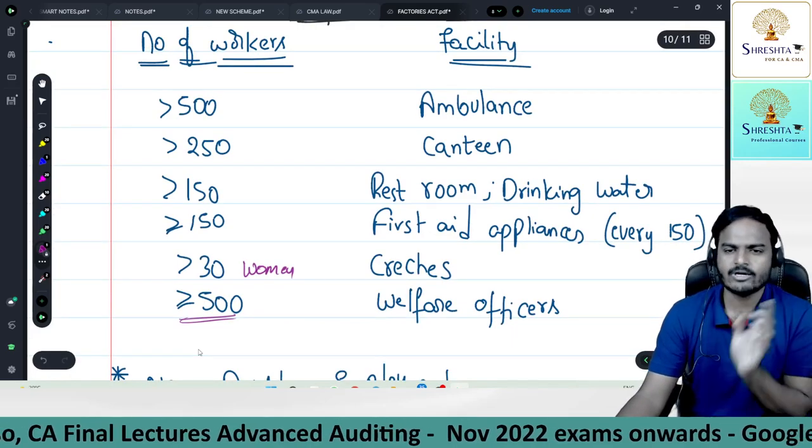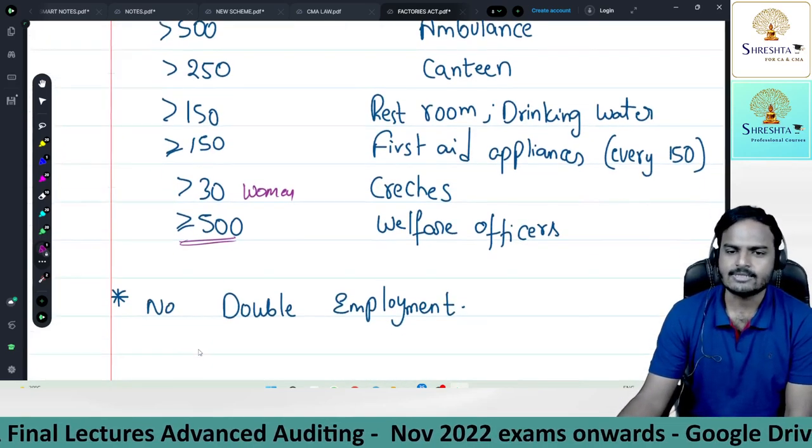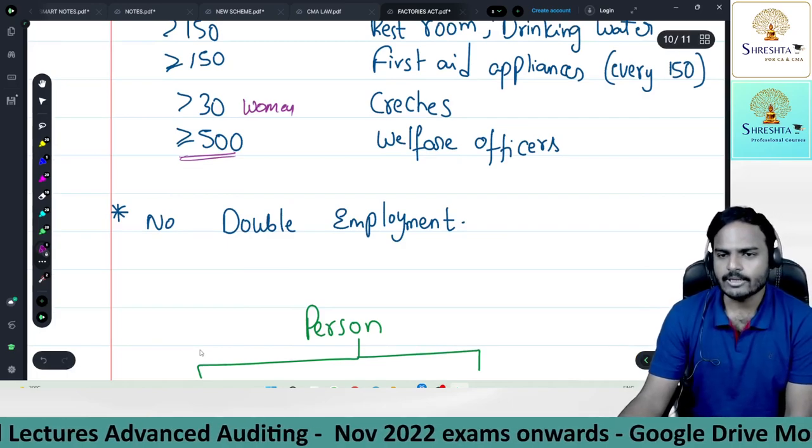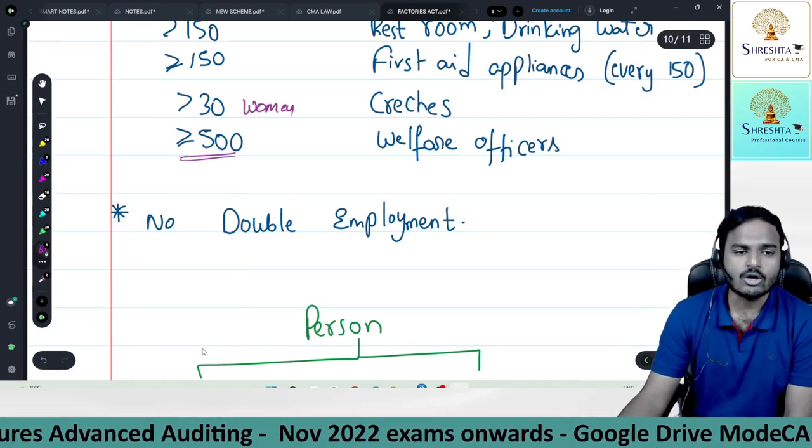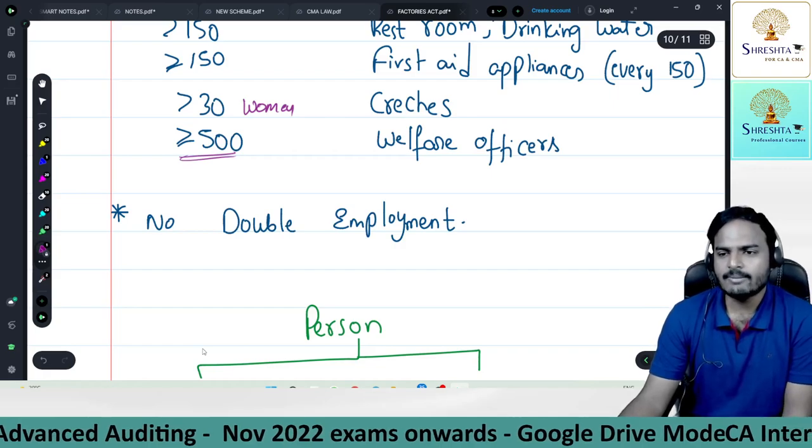a welfare officer should be appointed. So the limits are somewhat important, so go through the limits. And double employment is prohibited, ma'am. Double employment is always strictly prohibited. So what is meant by double employment?